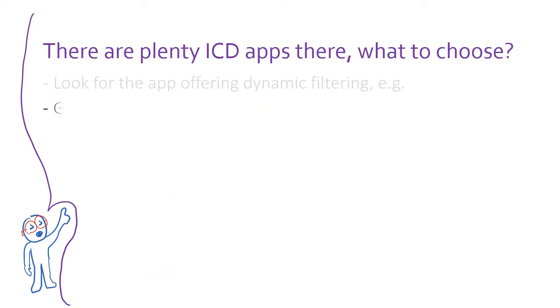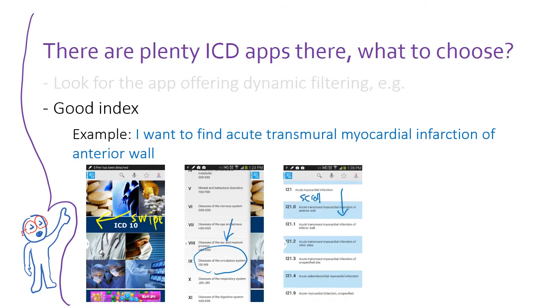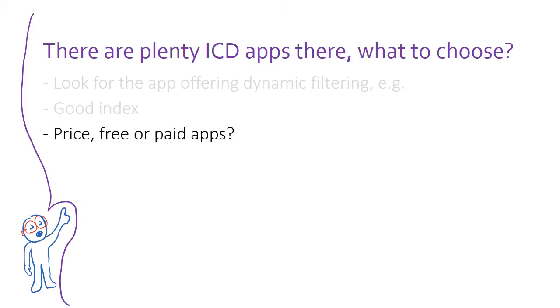The second thing, you will want to have a good index. This will help you to find your search easily, oftentimes almost instantly with the help of features such as voice search. Third, you need to consider what to get from the amount you pay. There are plenty of free ICD applications. Usually they are filled with banner and pop-up advertisements. The paid application gets rid of the advertisement and oftentimes provides a higher quality interface.